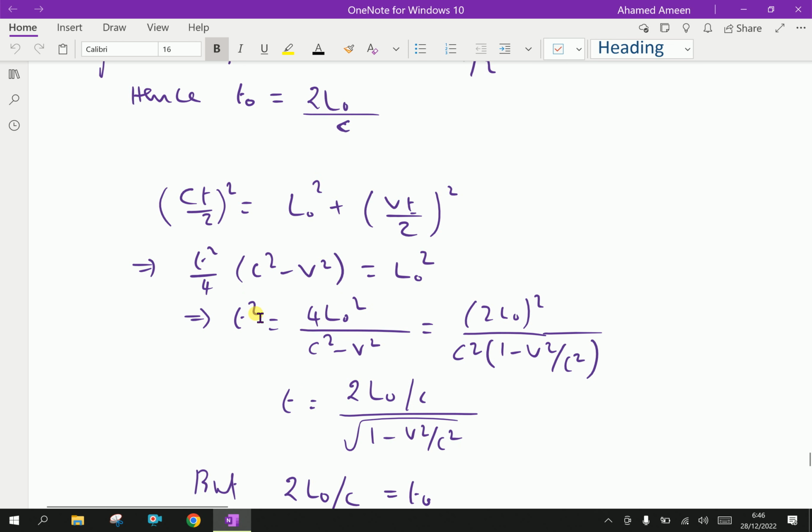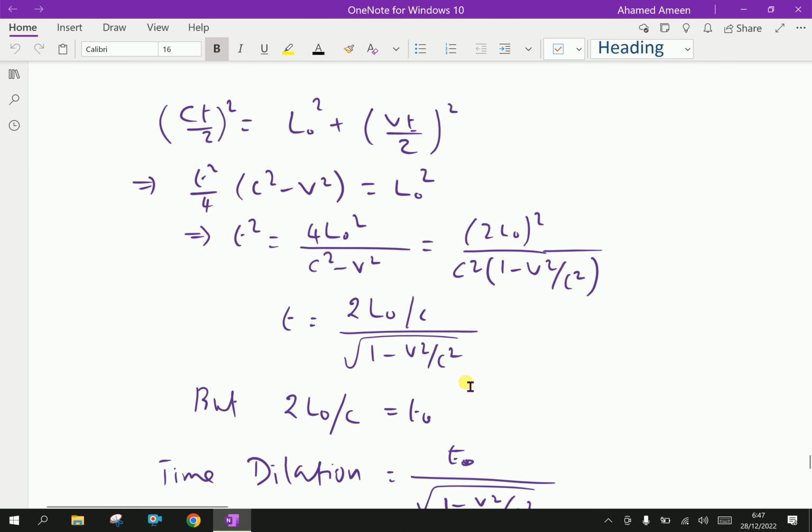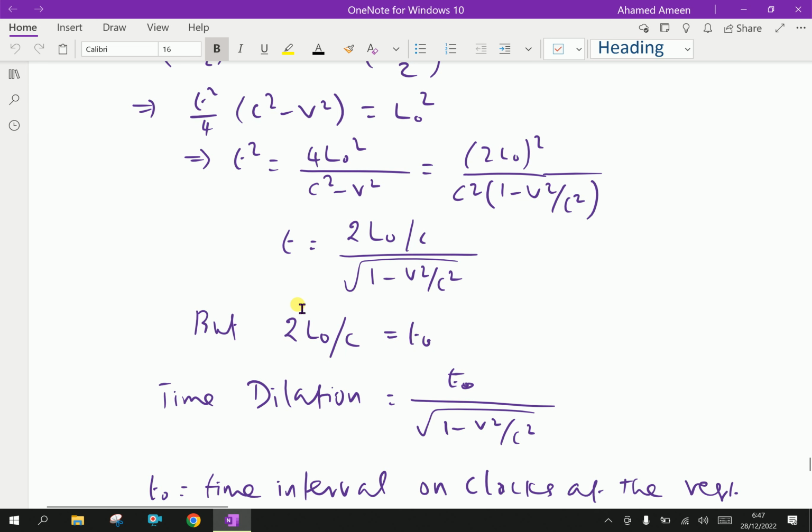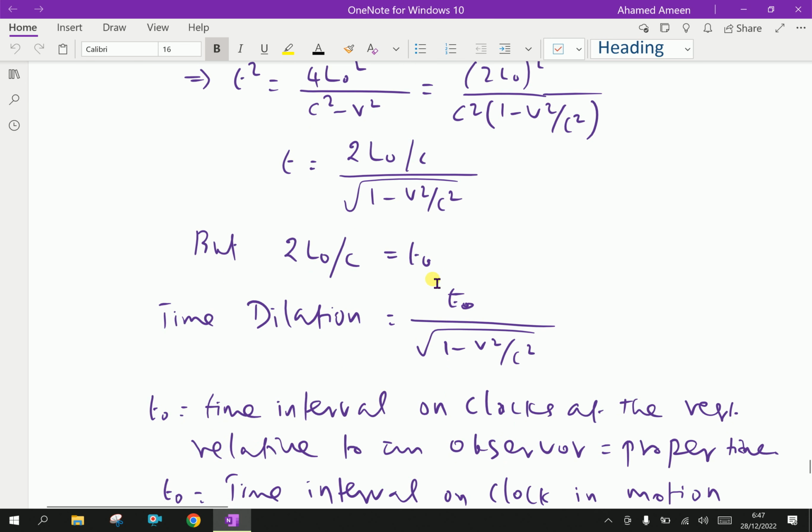From this, by cross multiplying we get t square equal to 4L0 square over c square minus v square. Then 4L0 square we can write as (2L0) whole square over c square, and with c square taken out it is 1 minus v square by c square. Then by taking the square root we get t. Therefore t equals 2L0 by c over the square root of 1 minus v square by c square. But 2L0 over c equals t0, the proper time in the frame where the body is not moving. Now time dilation is t0 over the square root of 1 minus v square by c square.